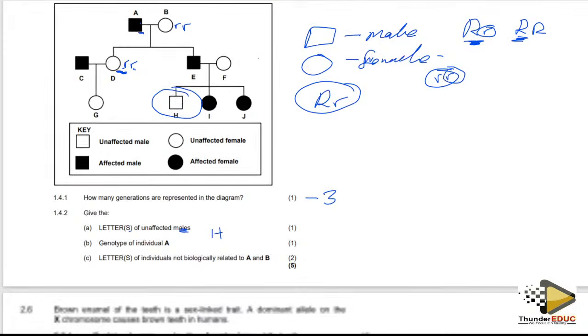Then the next question, they are saying genotype. The genotype of A, we are done with that. It is capital R, small r.